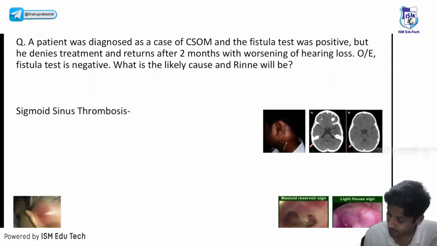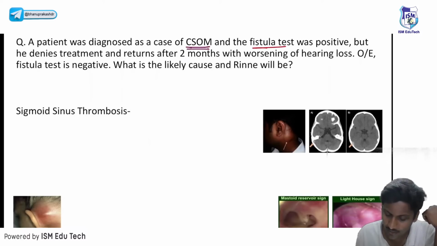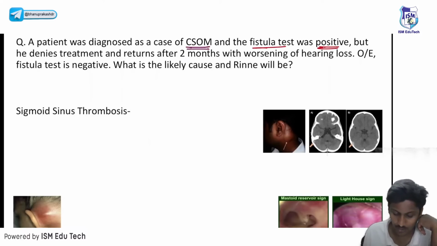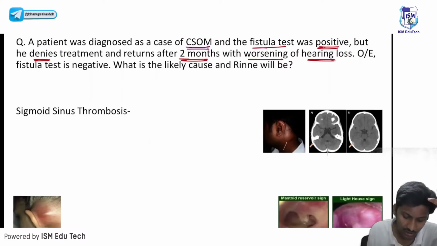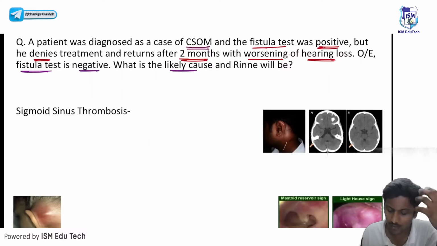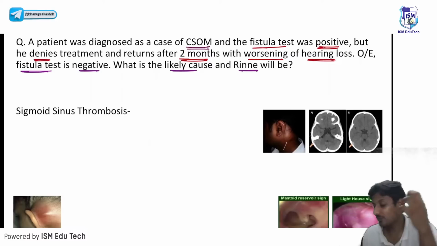Next question, it says a patient was diagnosed as a case of CSOM, chronic suppurative otitis media, and the fistula test was positive. But he denies any kind of treatment, and he returns after 2 months with worsening of hearing loss. On examination, the fistula test is negative. What is the likely cause of the condition?